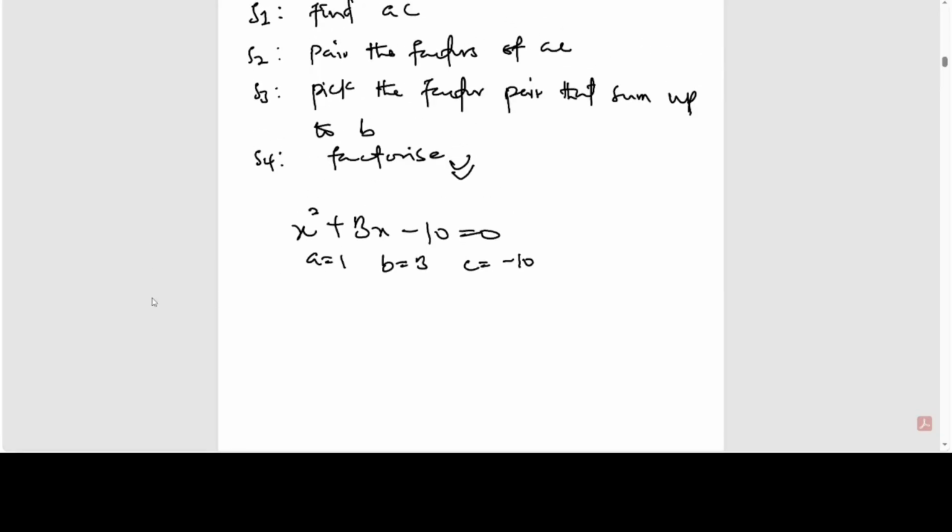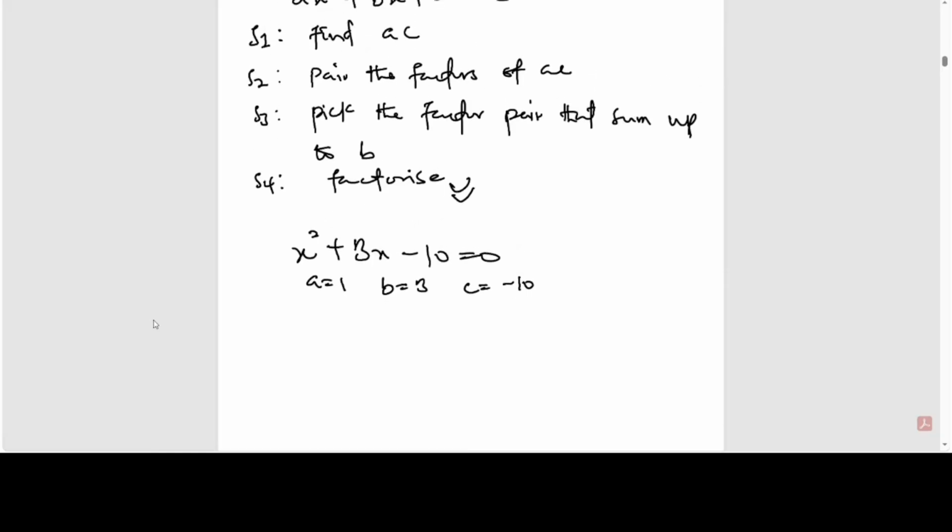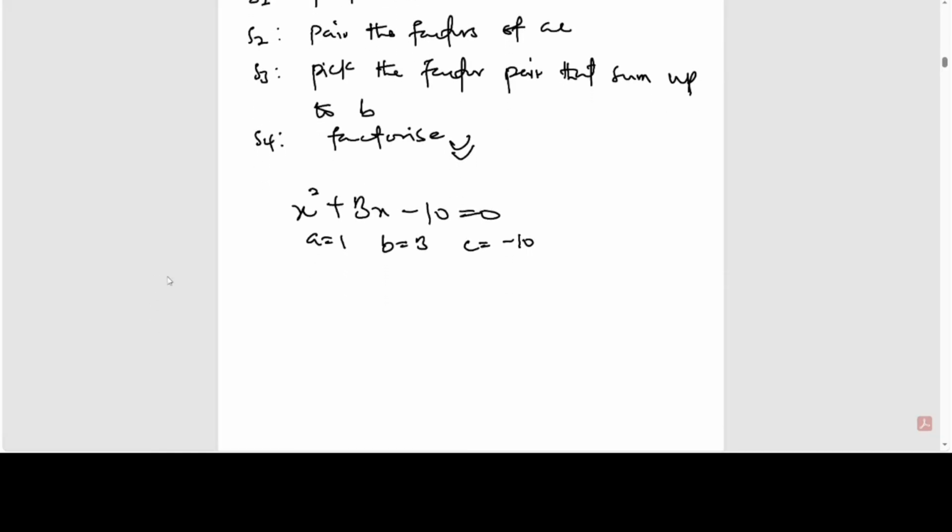So step number 1 is to find AC. So that is A times C. AC is 1 times negative 10, and that's going to be negative 10. But okay, step number 2, let's go there first.